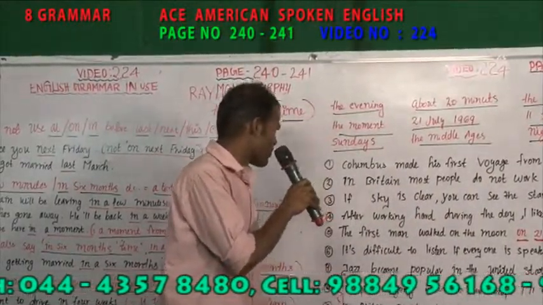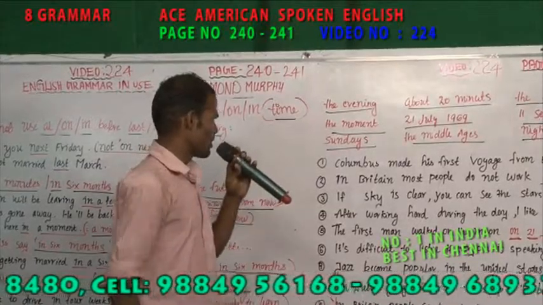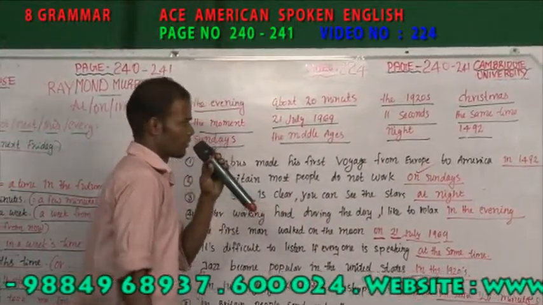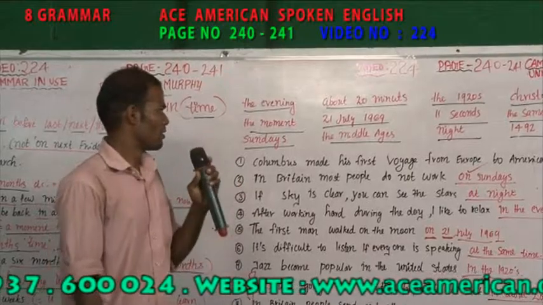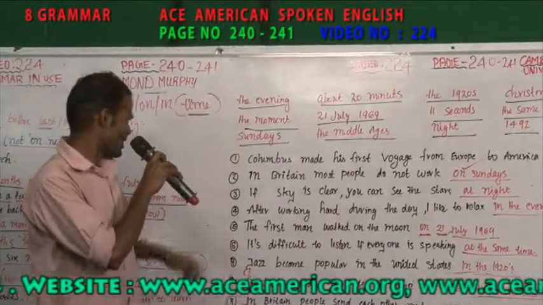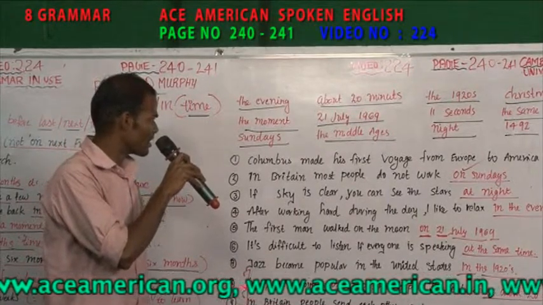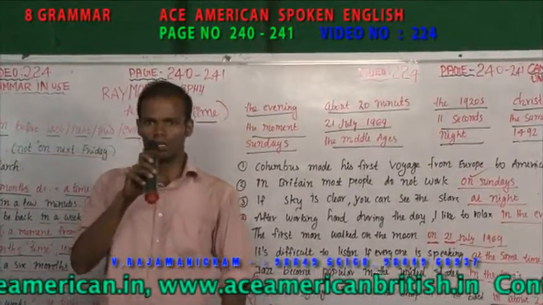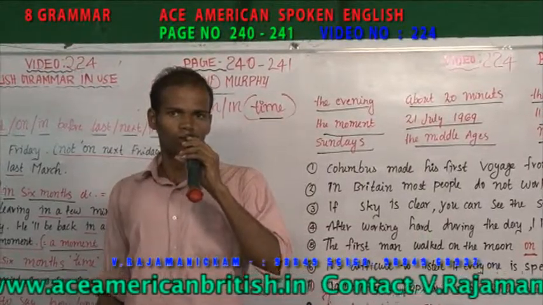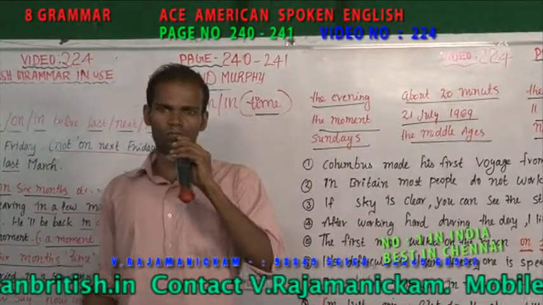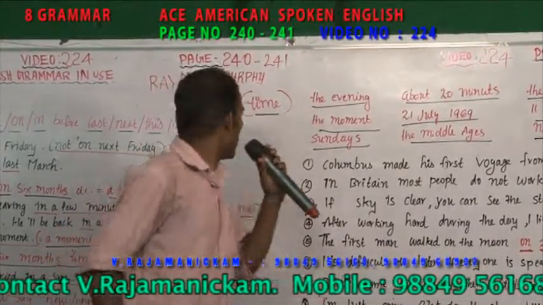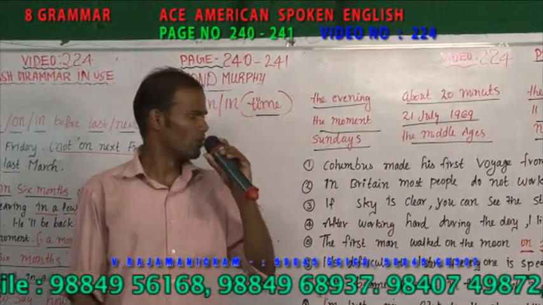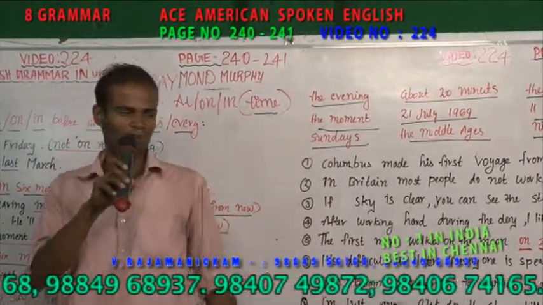The next example is: in Britain most people do not work on Sundays. We are using on because it comes before days. Another example is: if the sky is clear, you can see the stars at night. So we are using all the prepositions. In means a long period, at means a part of the time, and on is for days, before the week days only.